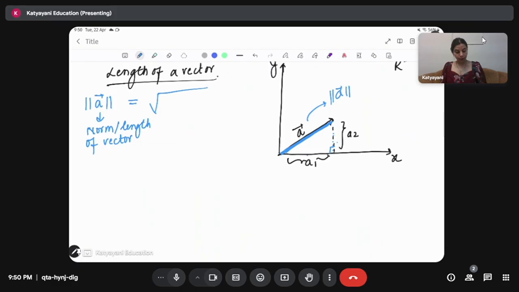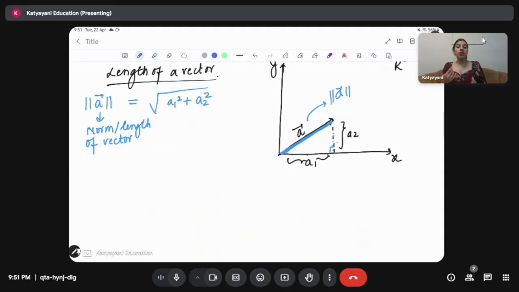What would it be? So base square plus perpendicular square. The base here is A1. The perpendicular is A2. So A1 square plus A2 square. This is equal to the length square. I want the length, so I'll have to take a square root, right? So it would be the square root of A1 square plus A2 square.